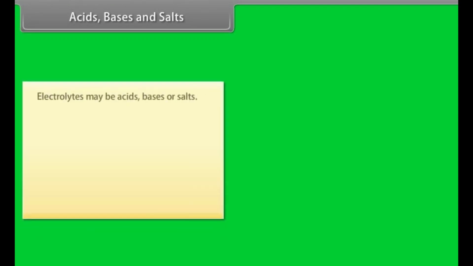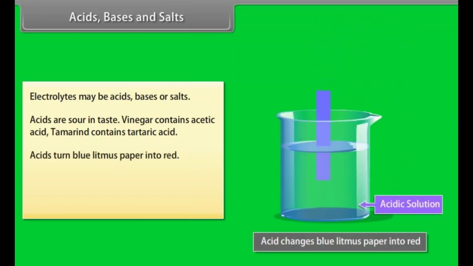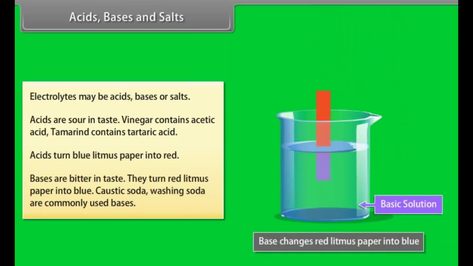Acids, bases and salts. Electrolytes may be acids, bases or salts. Acids are sour in taste. Vinegar contains acetic acid. Tamarind contains tartaric acid. Acids turn blue litmus paper red. Bases are bitter in taste. They turn red litmus paper blue. Caustic soda and washing soda are commonly used bases.